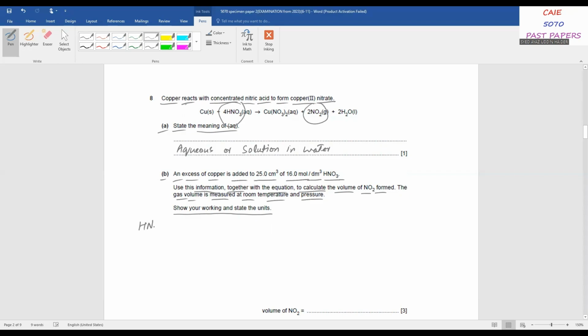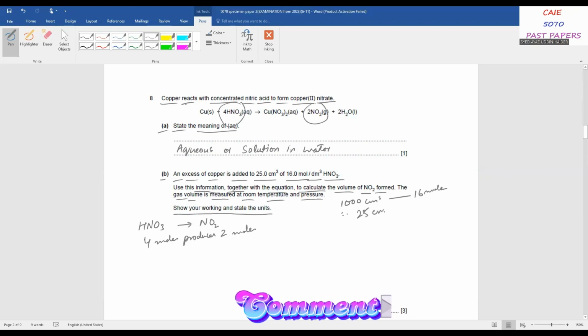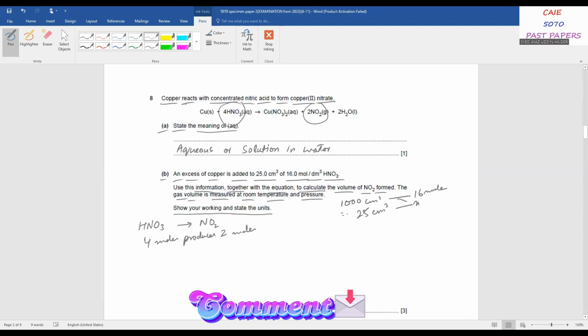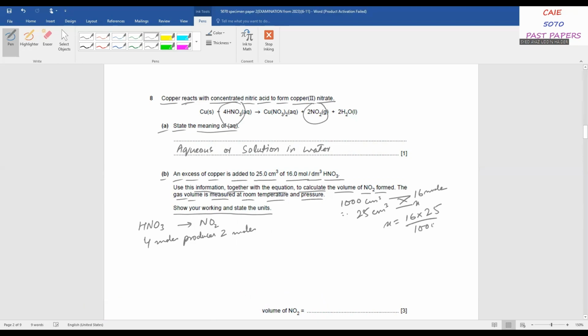So I'll write here HNO3, 4 moles produces 2 moles. First of all, we'll calculate the moles of acid, that is nitric acid. According to the information, 1000 cm cubed contains 6 moles. Therefore, 25 cm cubed contains X. Do the cross multiplication, you will get what? X is equal to 6 multiplied by 25 divided by 1000.